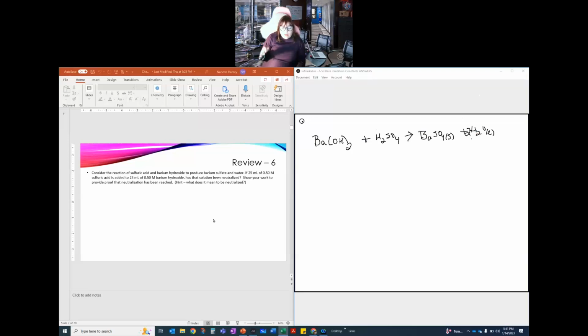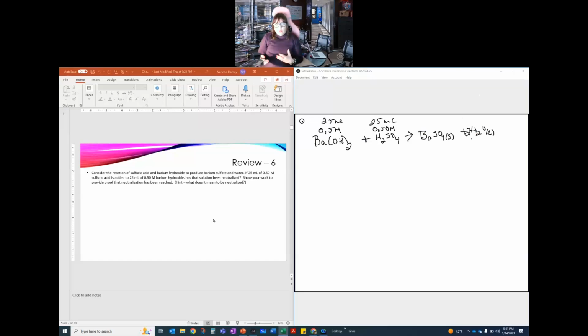So I'm going to take anything that's associated with the BaOH2 and write it above the BaOH2. And I'll put anything that's about the H2SO4 and write it above the H2SO4. So it says 25 milliliters of 0.5 molar H2SO4 is added to 25 milliliters of 0.5 molar barium hydroxide. Has the solution been neutralized?